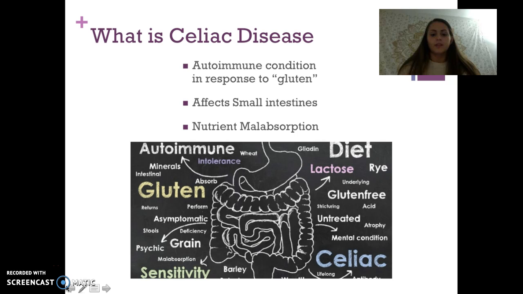Celiac disease is an autoimmune condition that is characterized by small intestinal mucosal injury and nutrient malabsorption in genetically predisposed individuals in response to the dietary ingestion of wheat gluten, as well as similar proteins that are found in barley and in rye.